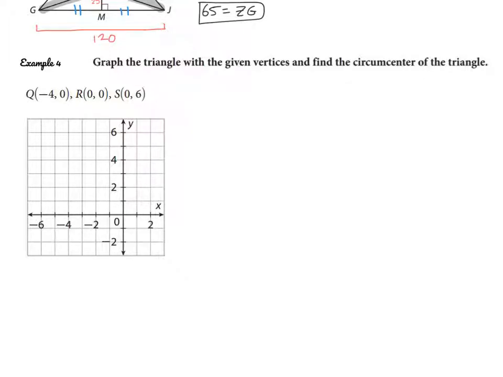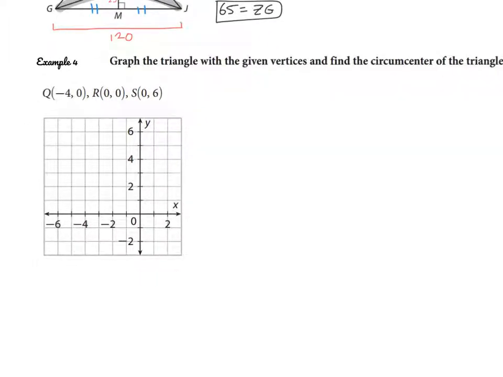All right, let's move on to this last example together. Here they ask us to graph the triangle with the given vertices and find the circumcenter of the triangle. Let's start by plotting our points. Here we have (-4, 0), (0, 0), and (0, 6). Like this. So this is Q, this is R, and this is S.